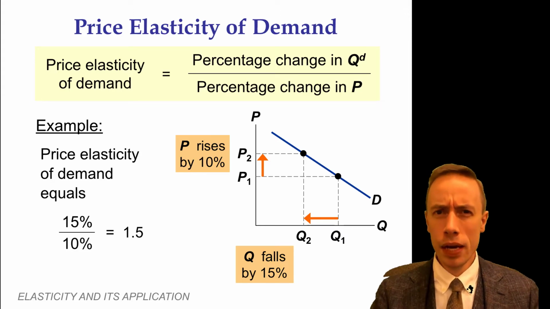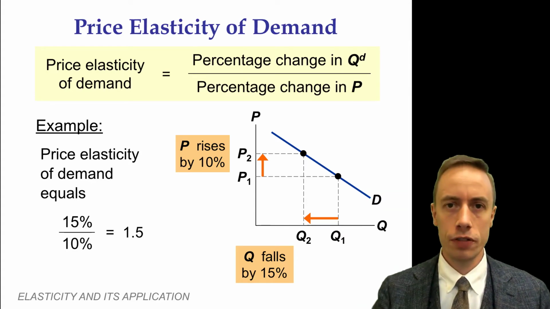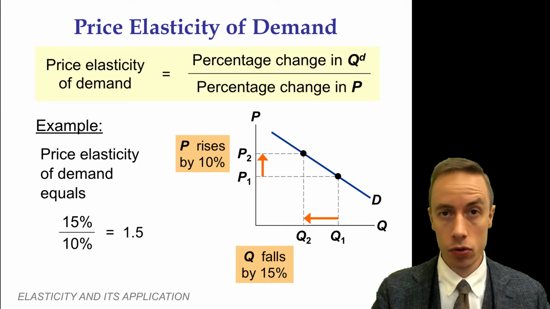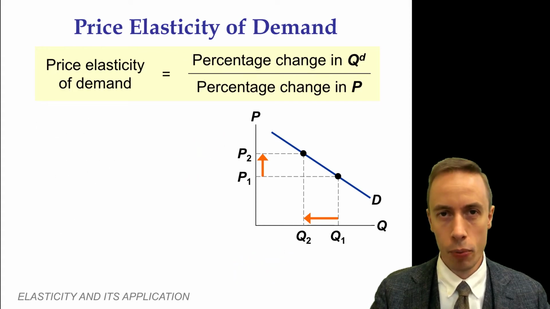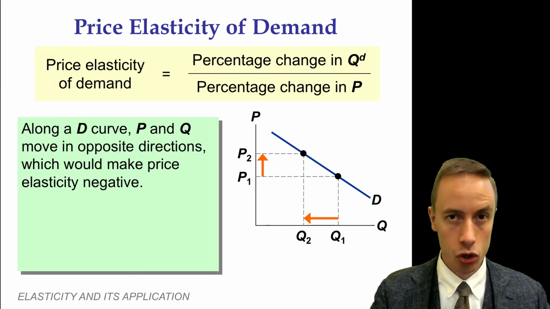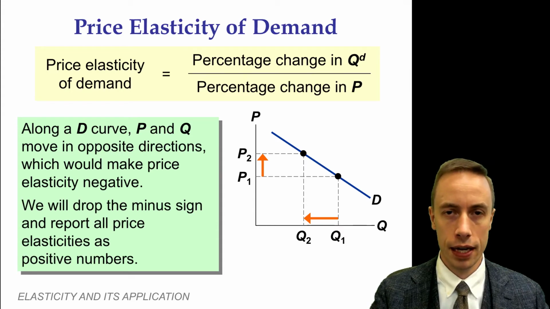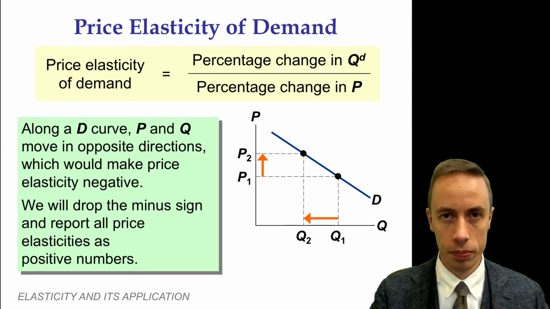Now you might be wondering, shouldn't that be negative 1.5? Since one of these variables is decreasing, the quantity, a negative percentage change. And ordinarily, in the mathematical sense, you'd be absolutely right. But we have a convention in economics. Since when it comes to the law of demand, we should always expect price and quantity to move in opposite directions, we would always receive a negative number for the elasticity. So the convention that developed is that price elasticities of demand are always reported as a positive number.